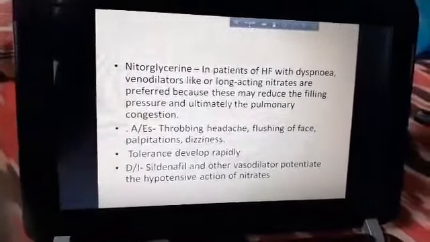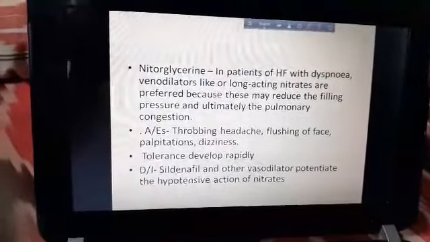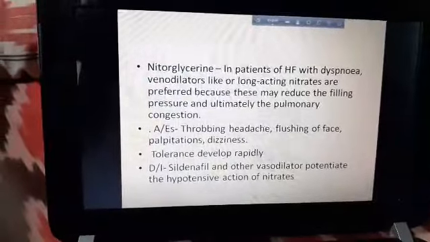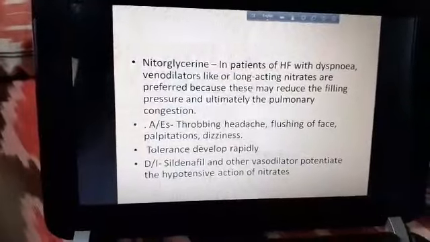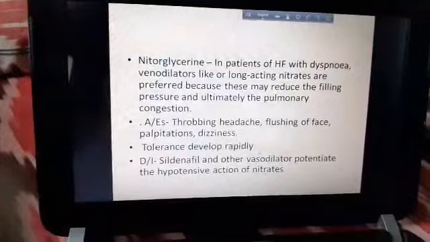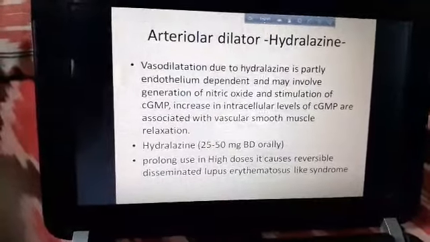So what are the drugs? We can use nitroglycerin. I have discussed it in the ischemic heart disease class. So nitroglycerin in patients of heart failure with dyspnea is a vasodilator. They reduce the filling pressure and ultimately the pulmonary congestion. But adverse effects are headache and flushing of the face, and remember sildenafil and other vasodilators potentiate the hypotensive effect of the nitrate, so they should not be given together or within 24 hours of the therapy.